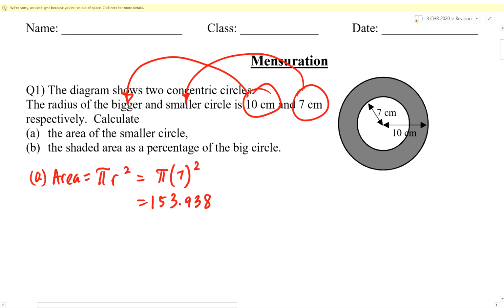153.938. And it actually continues on and on. But I'm not going to write so many digits. Now, by default, round off to how many significant figures? Aloysius, what's the 3SF for this? What's the 3SF value? 154 square centimeters. Okay, correct.